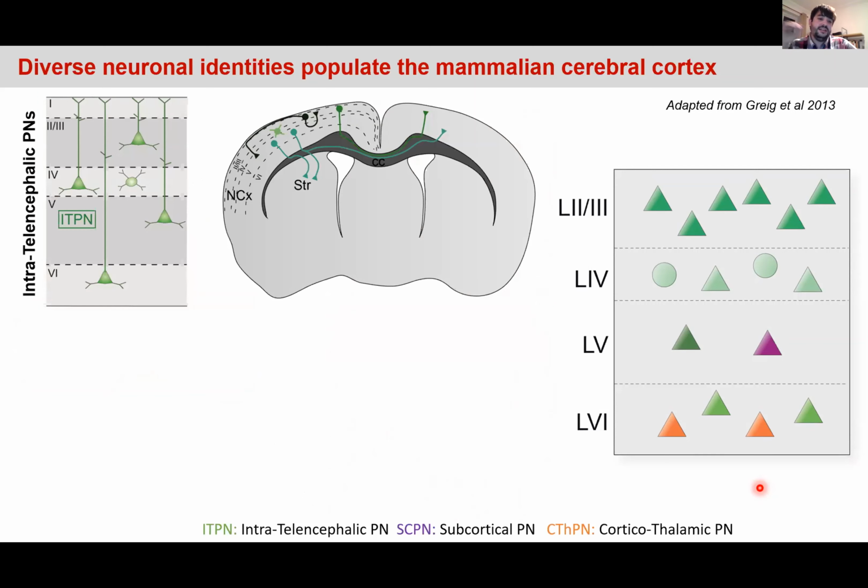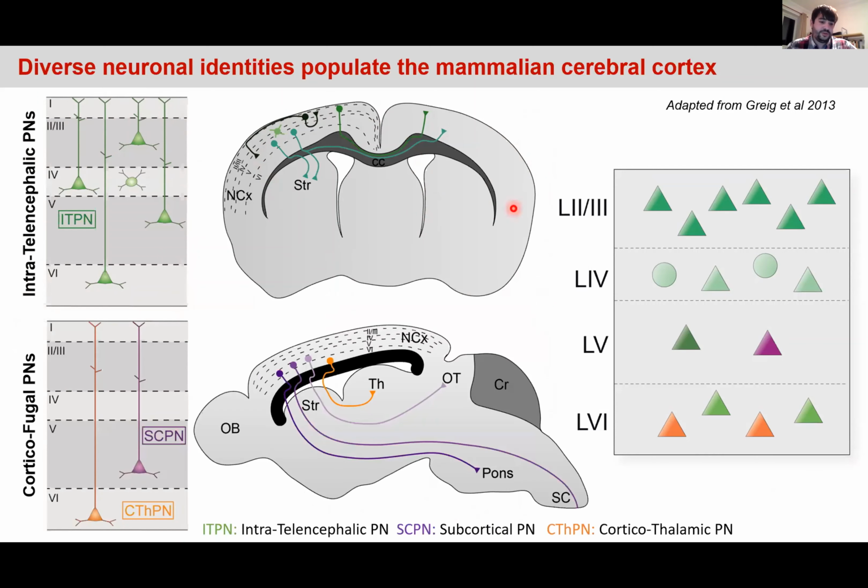It has been classically classified into two main subclasses: intertelencephalic projection neurons that occupy all different layers of the cortex and project to a number of targets inside the telencephalic territory, and corticofugal projection neurons that mainly populate the deepest layers of the cortex and project to diverse structures outside the telencephalon. Now, of course, this is just the surface of the diversity of excitatory cells, since many different types can be subdivided from these subclasses based on their precise projection patterns and the expression of certain genes.